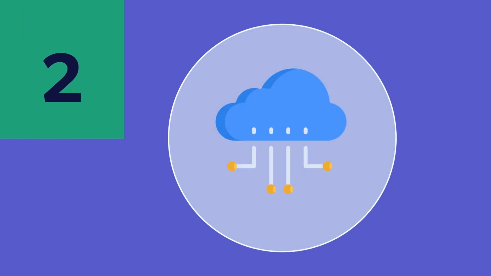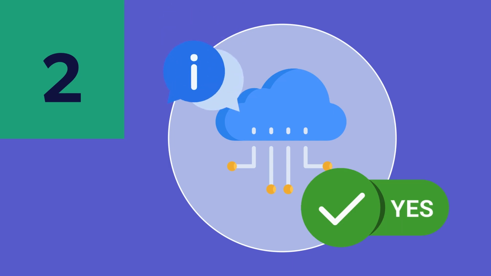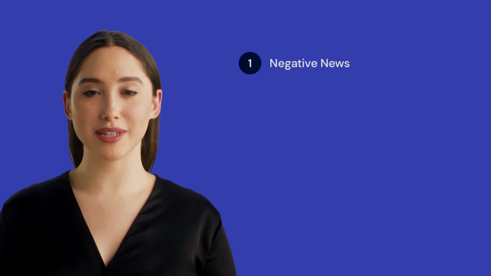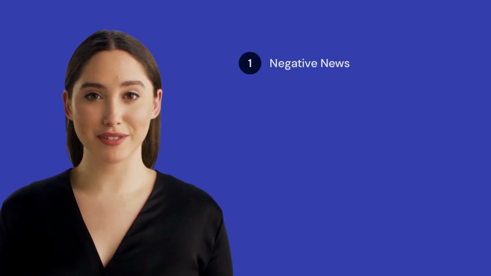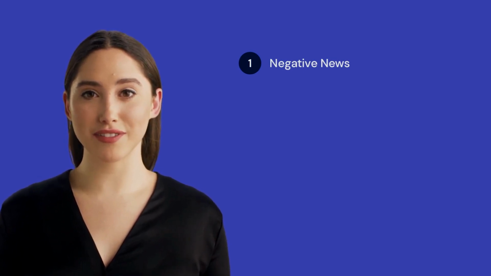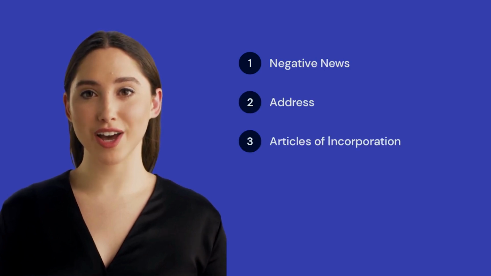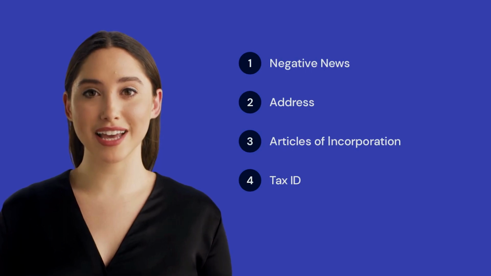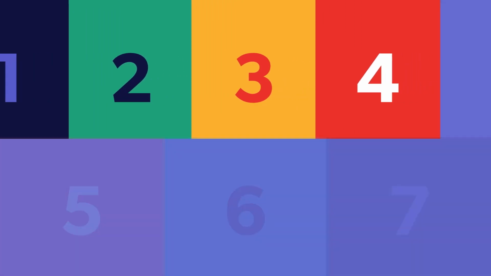Step 2. To begin, you'll validate the vendor's legitimacy and good standing and request baseline information. Step 3. To help accomplish these tasks, do things like research any negative news that might be linked to the vendor and gather standard company information from every vendor, regardless of risk level or type, such as address, articles of incorporation, and tax ID.